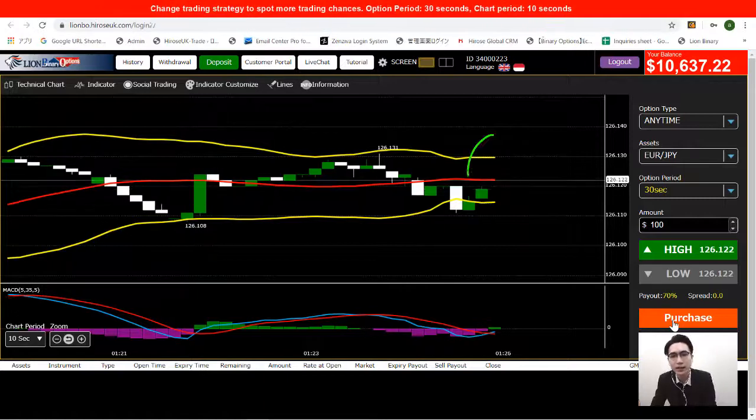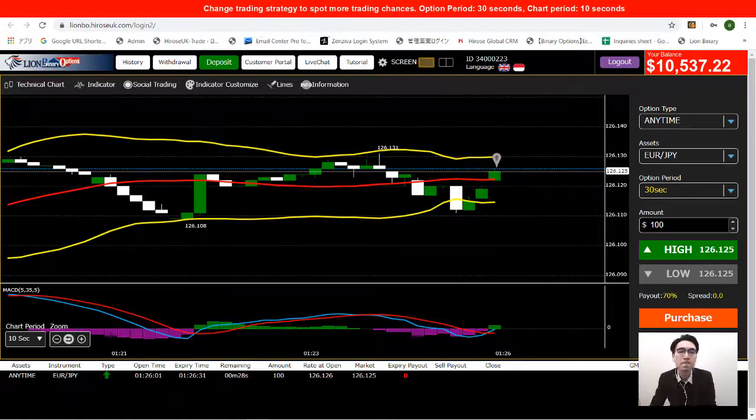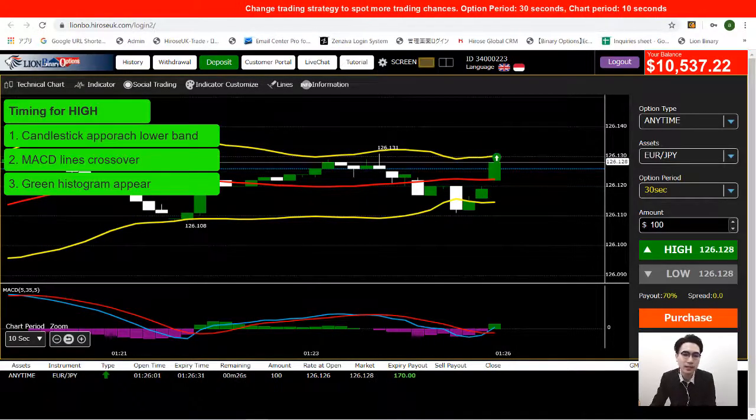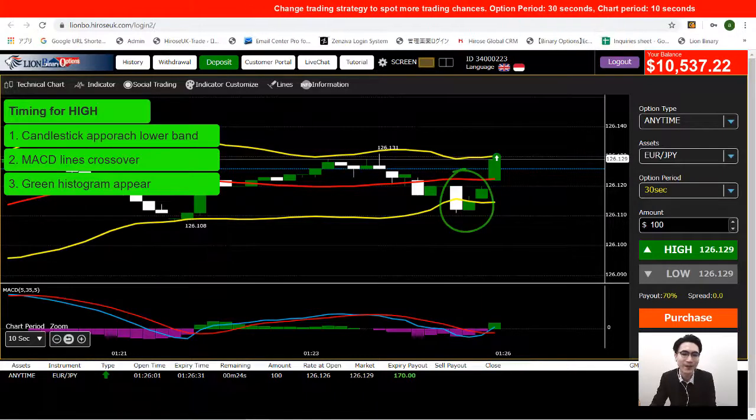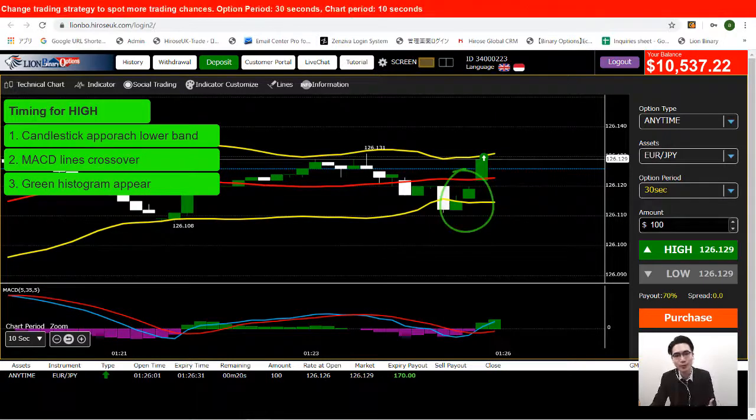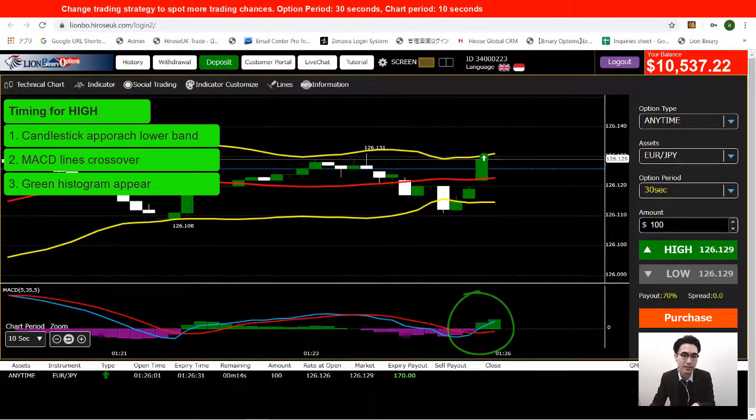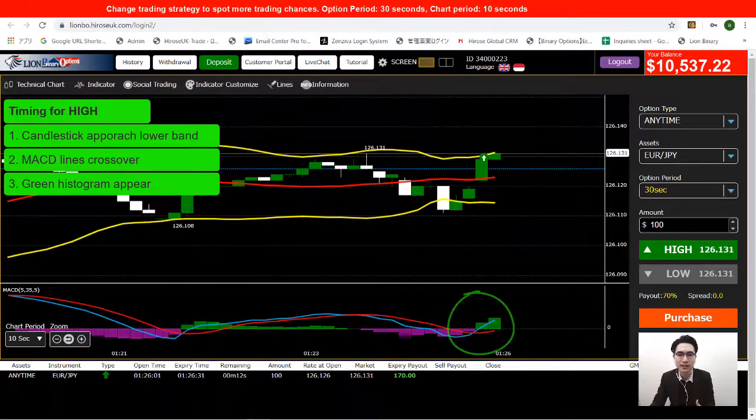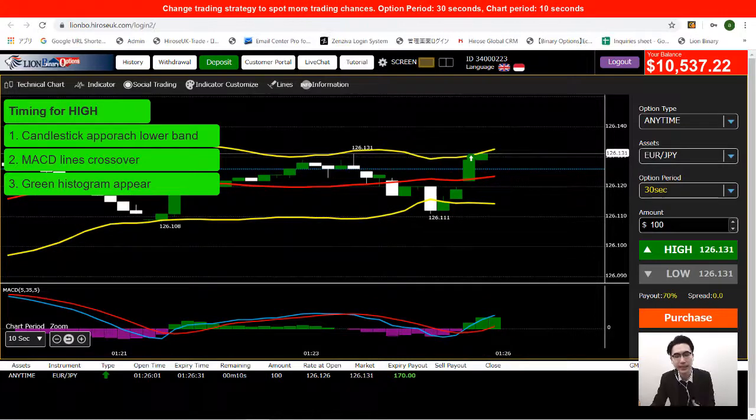So there we go. I will place a high here. Now you see I've been talking about it quite many times. The candlestick has approached the lower band, and then I have the MACD crossover and it gives me a green histogram, and that's why I opened this high position here.